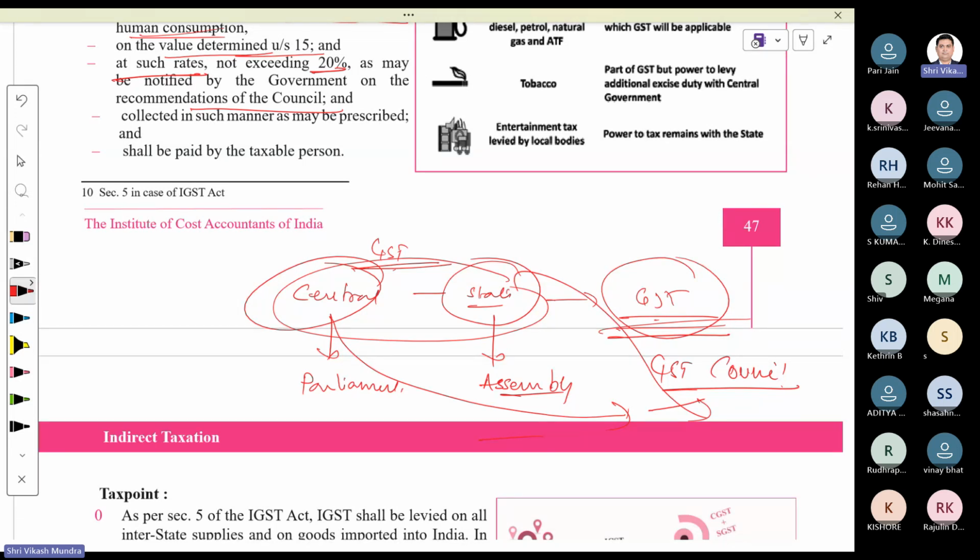This will serve as a common platform where they will meet and, after discussion, they will amend, they will change whatever they want. They recommend that to the government, and after getting the recommendation from the common platform, which is the GST Council, the government will act accordingly.